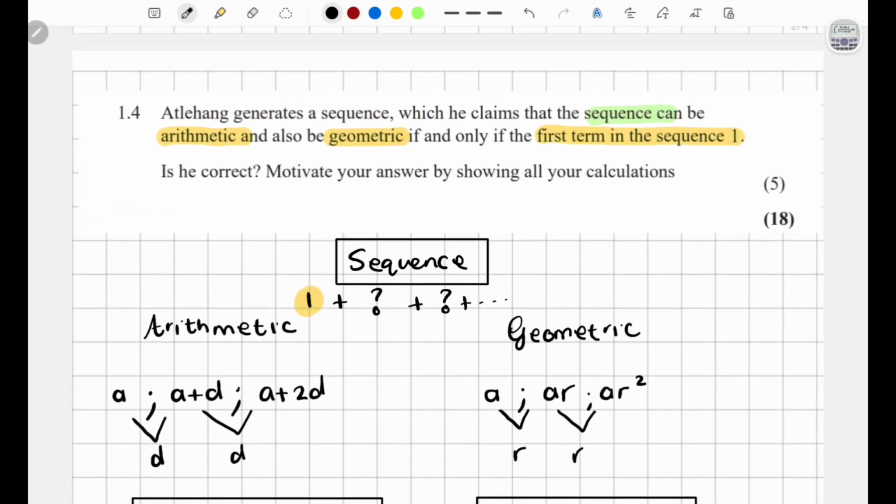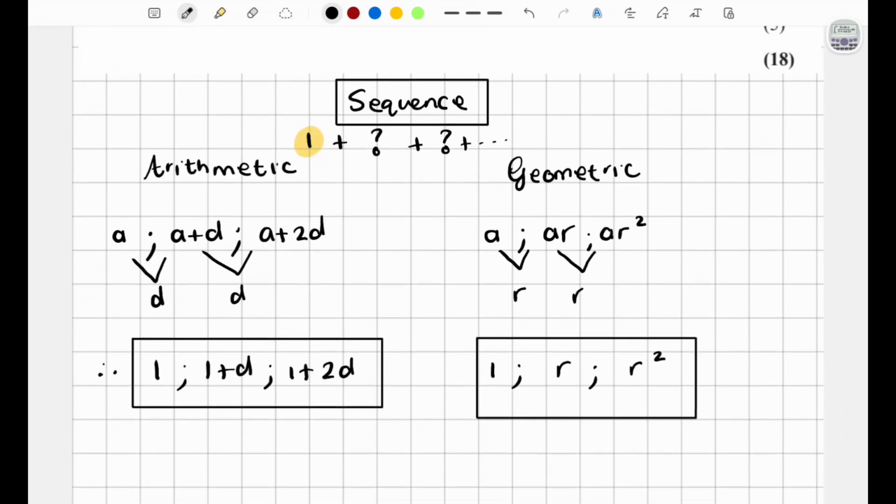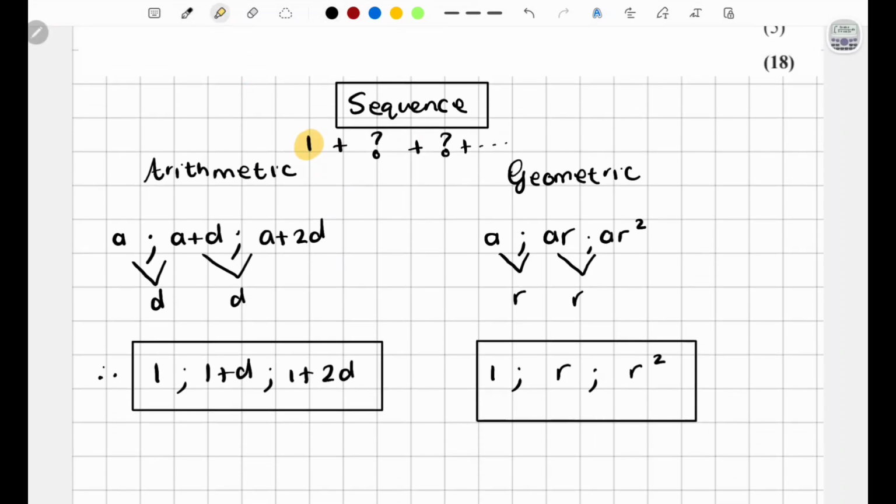But here's the thing about it. What Atlehang is claiming is that the sequence can be arithmetic and also geometric, meaning this sequence is the exact same sequence. What that would mean is that its first term should be exactly the same, which we can see they are in both the arithmetic and geometric. But that also means that the second term should also be exactly the same. And also further, it means that the third term should be exactly the same.